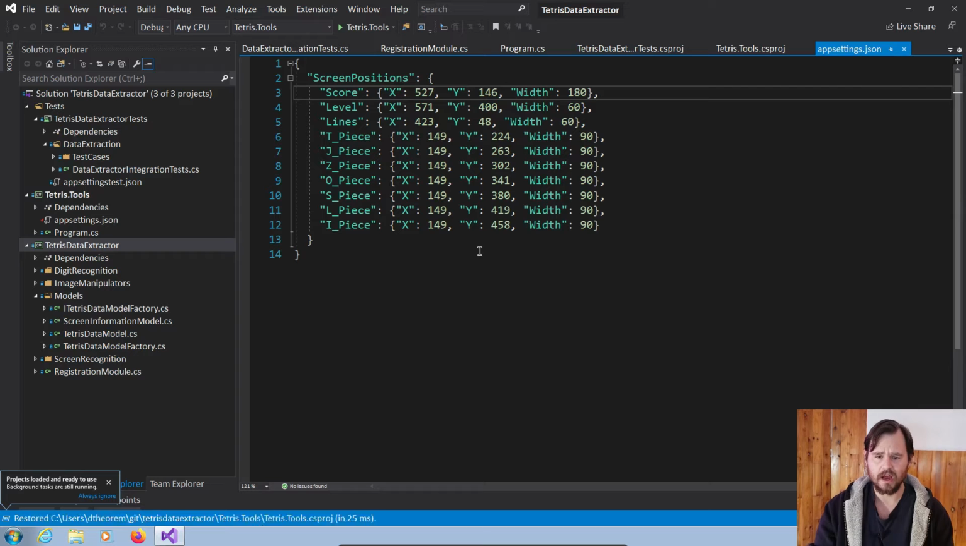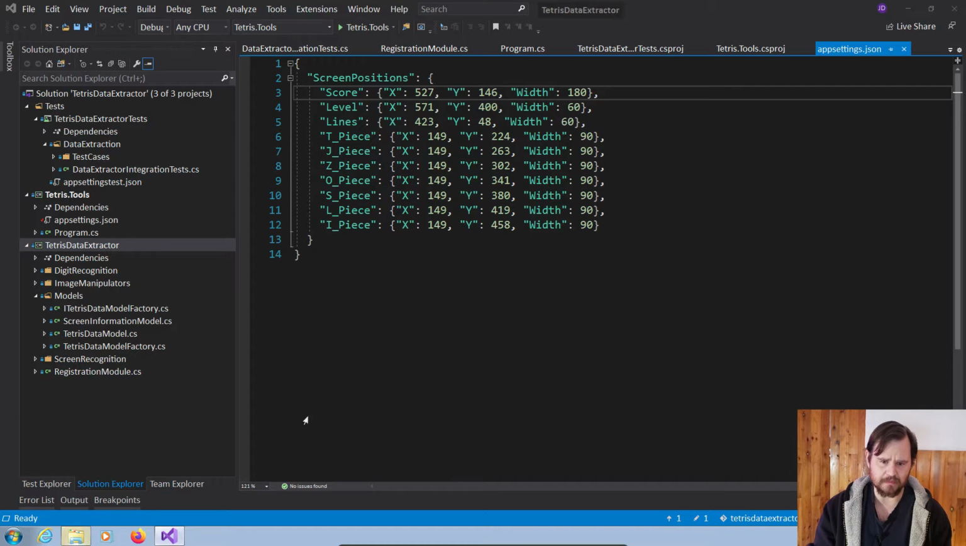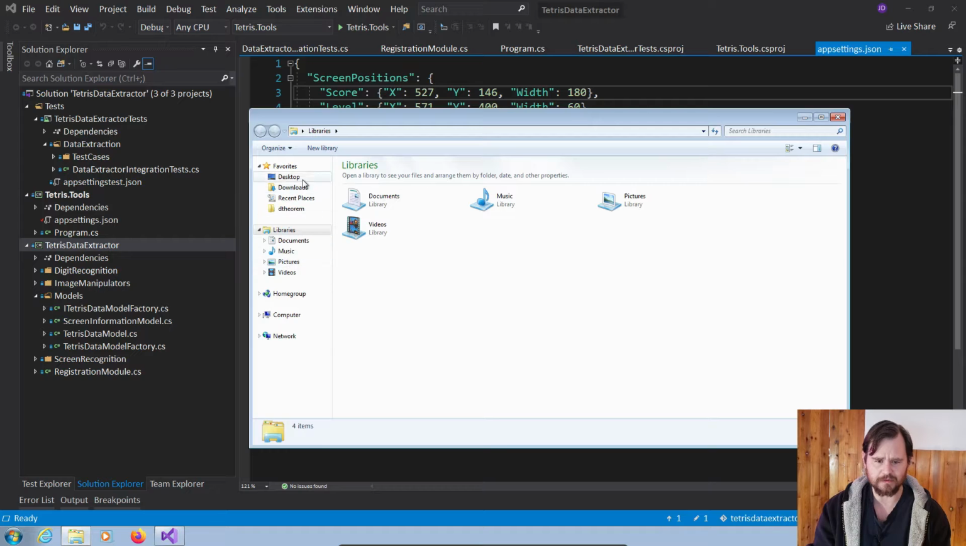Okay, so we have our XY coordinates, we have our widths, and we need a height. And we really don't know what these are. So we're going to open some screenshots up in GIMP and try to figure it out. I know we already did this before.